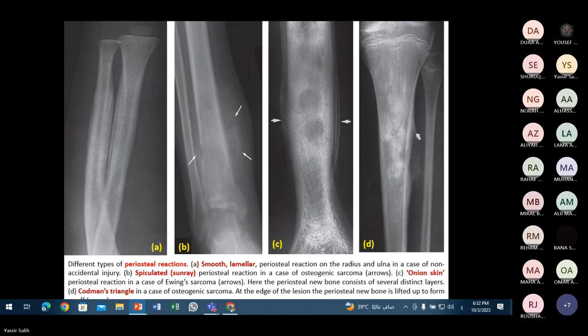You have to look at many periosteal reactions to know which one this is. Is it onion skin, or sun ray and speculated? Is it the lamellar periosteal reaction?